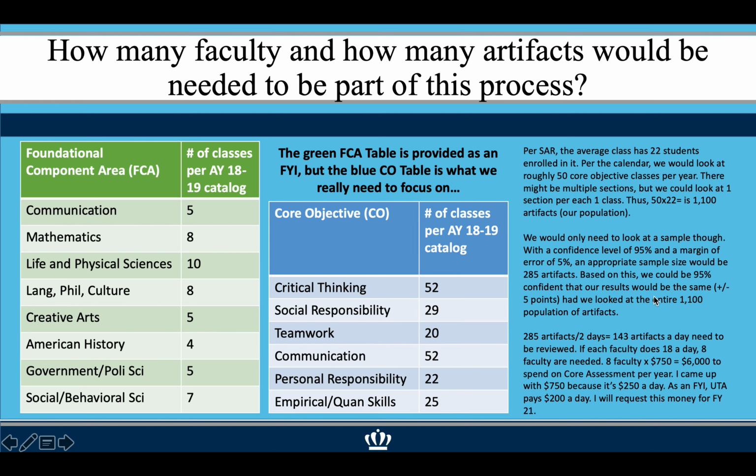So how would we determine our sample? How many artifacts do we need to be looking at? How many faculty need to be involved in this process? So per SAR, or Strategic Analysis and Reporting Office, the average class has 22 students enrolled in it. So per the calendar, we would look at roughly 50 core objective classes per year.